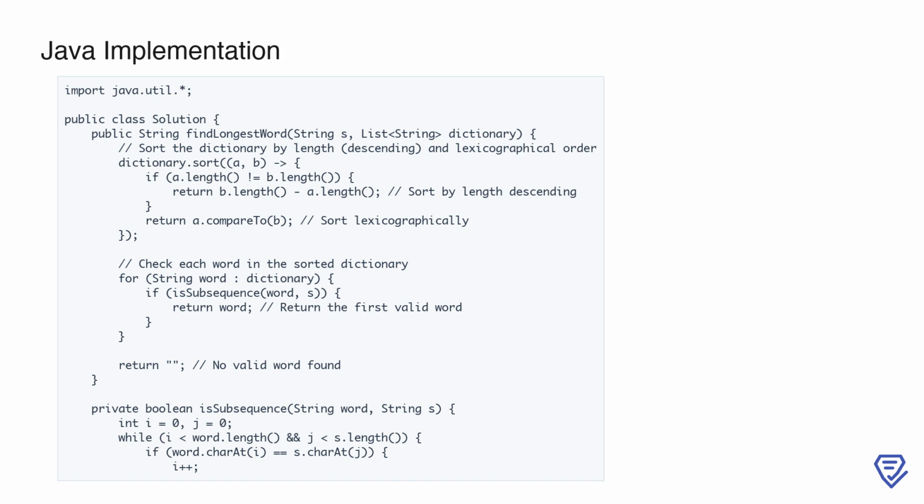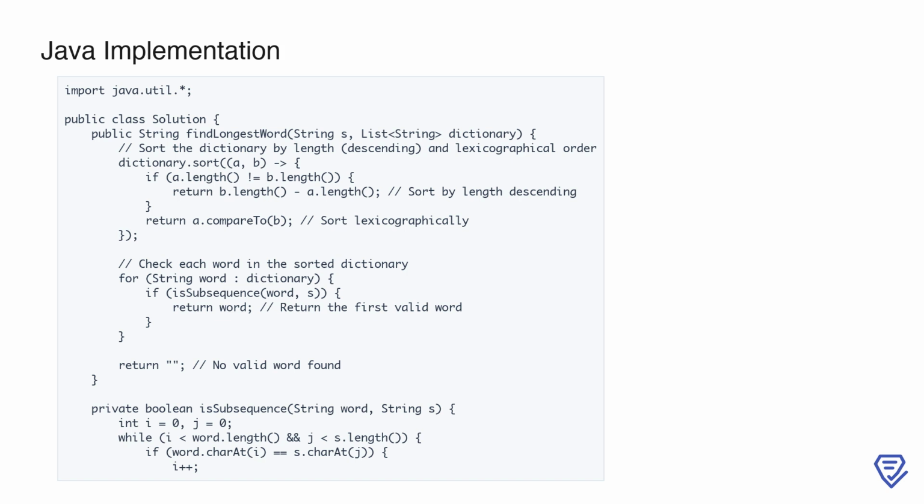To achieve this, the dictionary is first sorted. The sorting criteria prioritizes words by length in descending order, meaning longer words come first. If two words have the same length, they are sorted lexicographically, ensuring that we consider words in alphabetical order when their lengths are identical. Once sorted, we loop through each word in the dictionary.